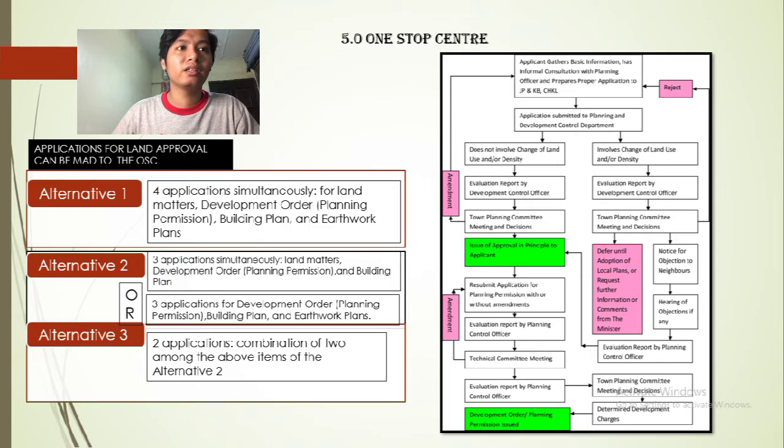And the second alternative is three applications, which are land matters, development orders, and building plans, or three applications, which are a development order, permission, building plan, and earthwork plans. And the last alternative is a combination of the second alternatives that I just said.